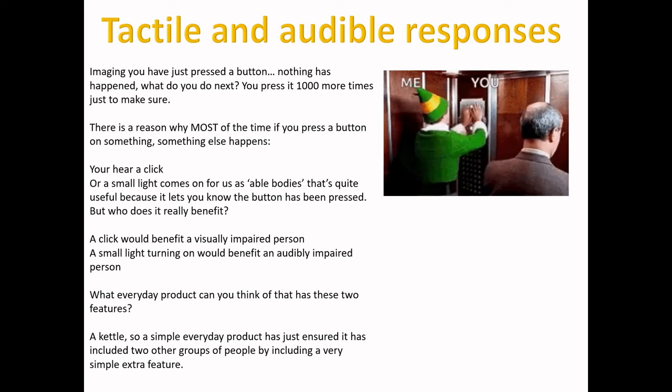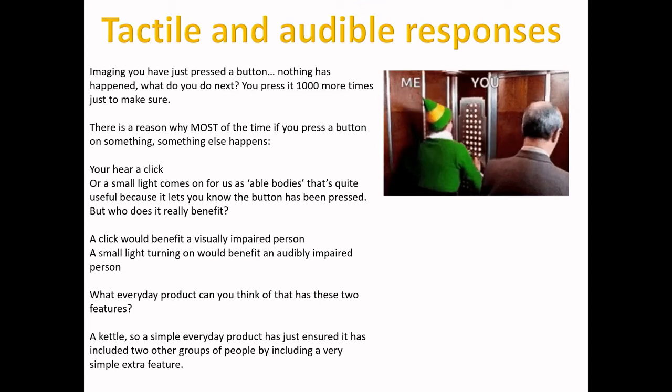So the click is there for visually impaired people. If they've pressed a button, for example, and they can't see that something's happened, if they hear that click, they know it's been pressed. On the other side of that, a light turning on would let someone that has hearing issues know that it's coming. They can't hear the click, but they can see a light happen. So this happens in quite a lot of everyday products. Think of the example of Elf, nearly Christmas, excellent movie. Press the button on the left, light comes on, lets you know you've pressed it, also clicks.